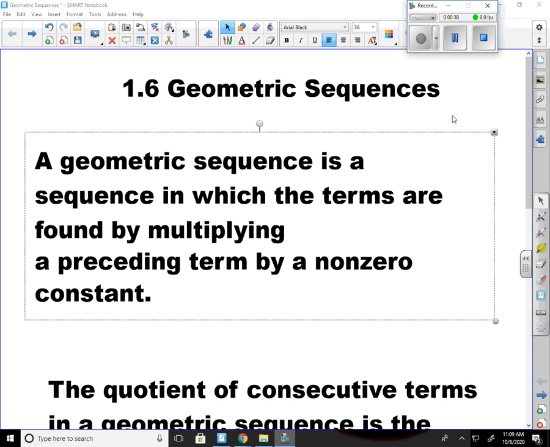Geometric sequences. We learned about arithmetic sequences in 1.3. The difference between arithmetic sequences and geometric sequences is that whenever we did arithmetic sequences, we added the same number to each term to get the next term. With geometric sequences, we take each term and multiply the preceding term by some non-zero constant. By non-zero constant, we mean a number that's not zero. So it's going to be the same number that gets multiplied each time. Before, we just added a constant.